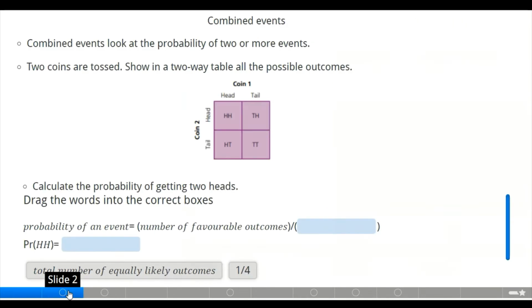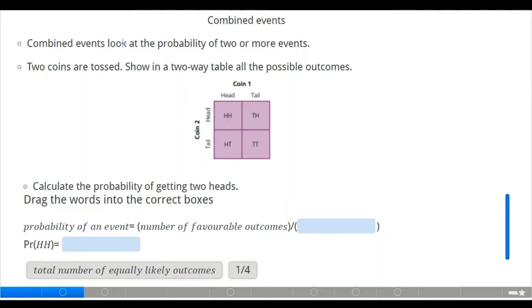Okay, so let's start with our combined events. Combined events look at the probability of two or more events. So when you have an event that is more than one, then we classify them as what? As combined events. Okay, so we have a table here. This table shows the two-way possible outcomes of tossing two coins. Okay, so that table now illustrates how we can actually get outcomes, and we're going to be sketching that.